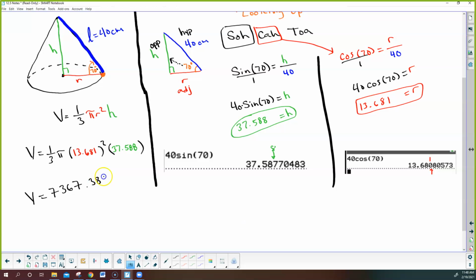And then we also want to round this accurately to the third decimal. And since it's volume, we know that our units are in centimeters, so this will be units cubed.